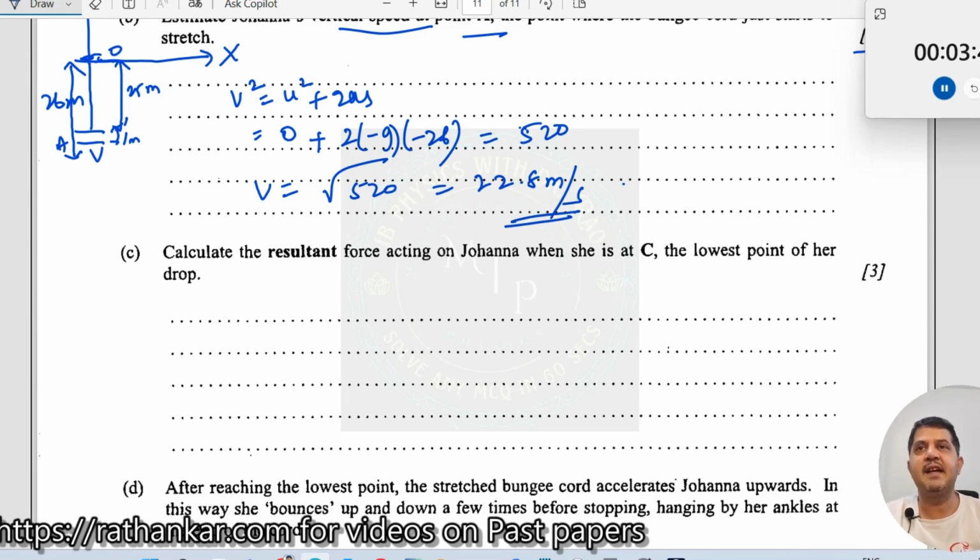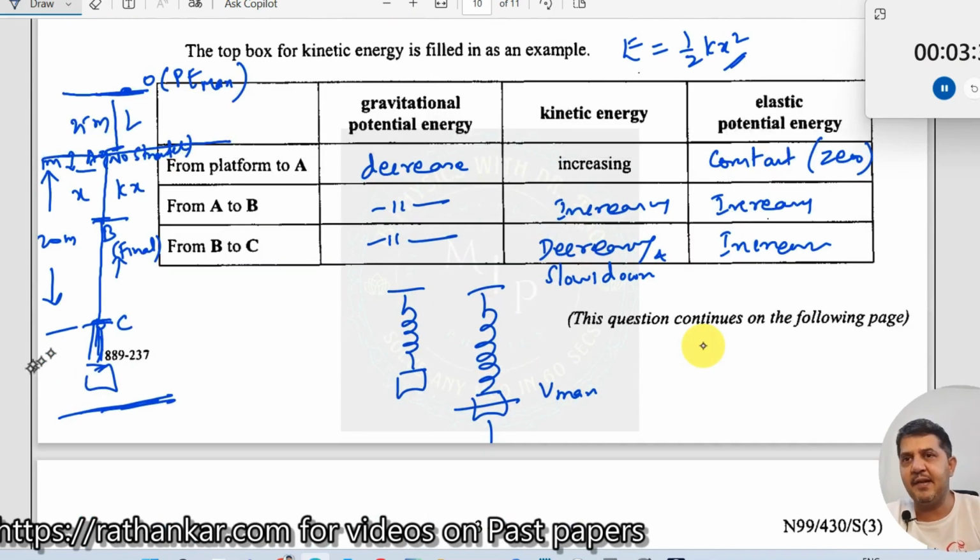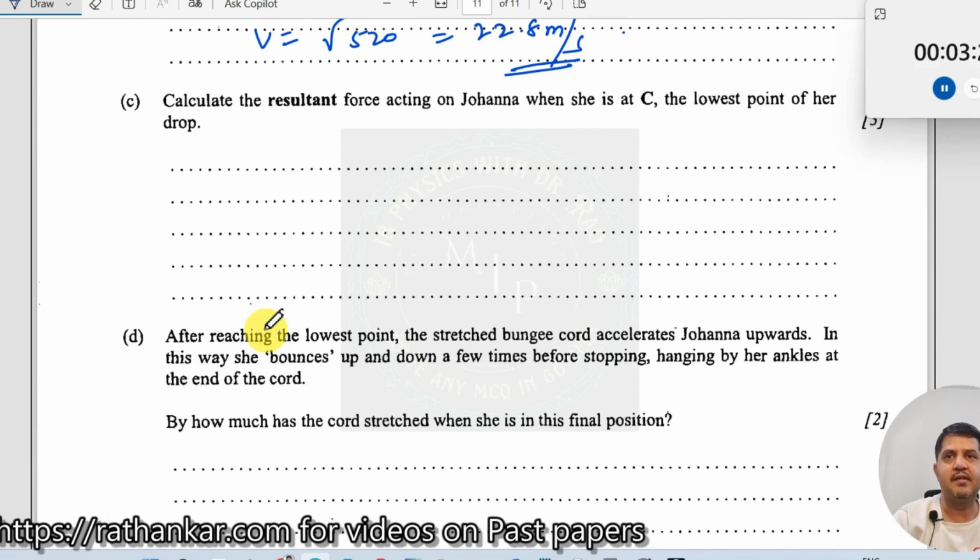Okay, calculate the resultant force acting on Johanna when she is at C, the lowest point of the drop. Where is the point C? What is the question over here? Calculate the resultant force. What will be the resultant force acting on Johanna when she is at point C? This is the cord at point C here.